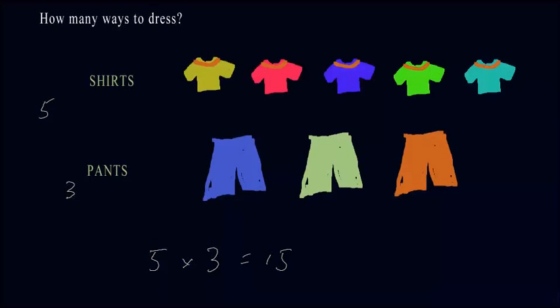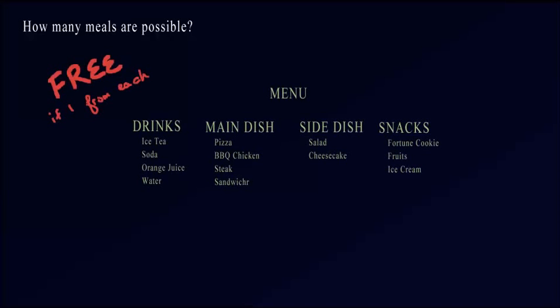Our next example is about a restaurant. So you work at this awesome company, and this company is very nice, and they give out free meals. Each meal consists of exactly 1 drink, 1 main dish, 1 side dish, and 1 snack. So you wonder, how many different meals are possible? This is very similar to the previous question. We should first ask ourselves, what are the events? Event 1 is drinks, event 2 is main dish, event 3 is side dish, event 4 is snacks.